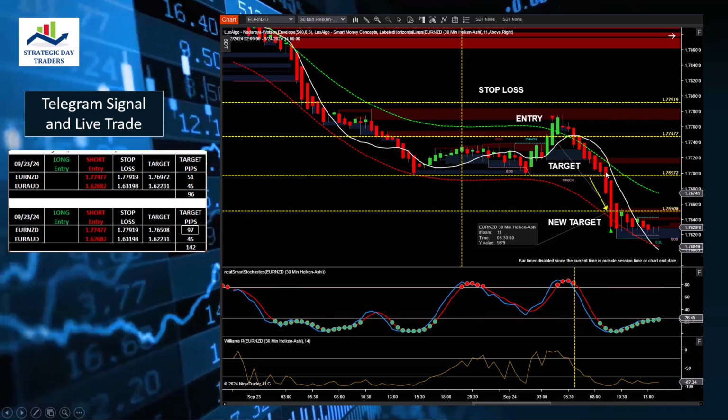We had a high probability target here, but in this case, the trade hadn't closed yet by the time I'm back in front of the computer, and I actually moved my target down to capture a nice additional number of pips. In this case, the first target was almost 97 pips.